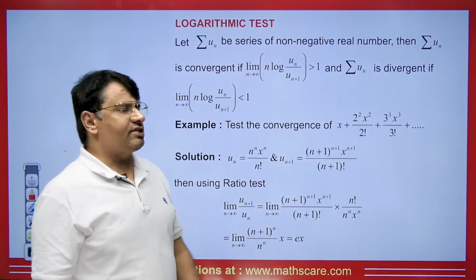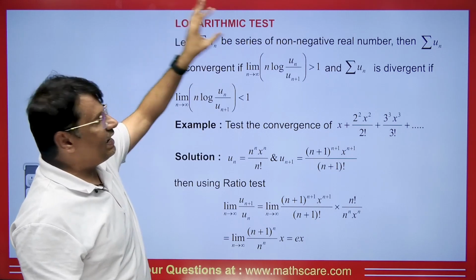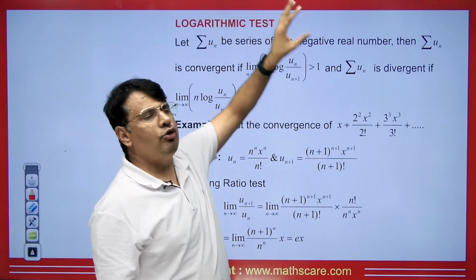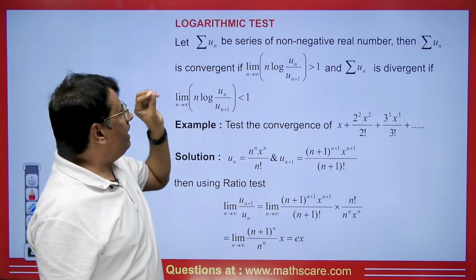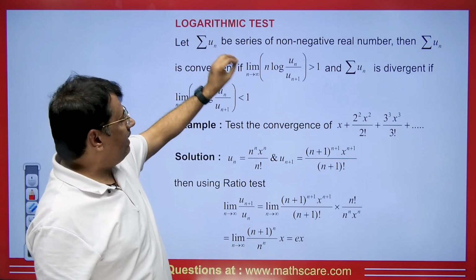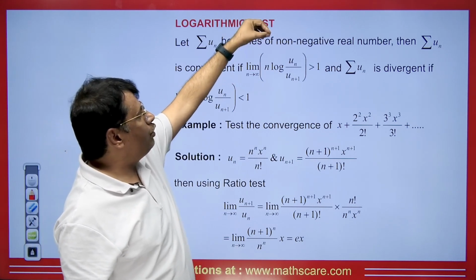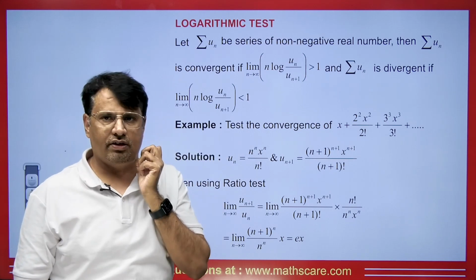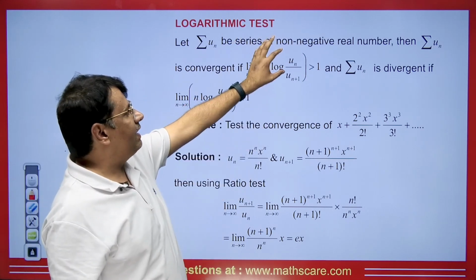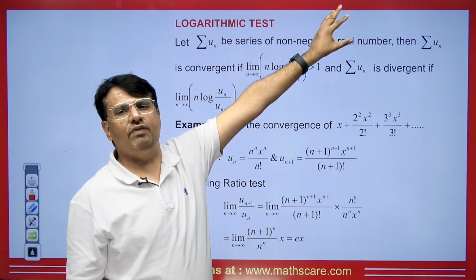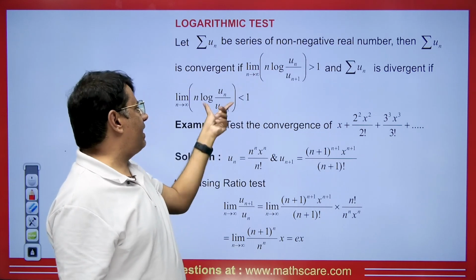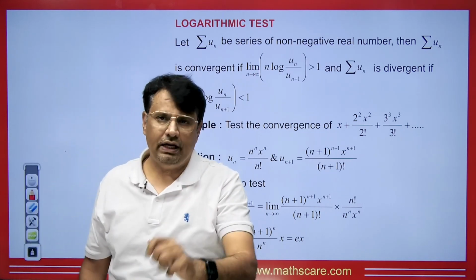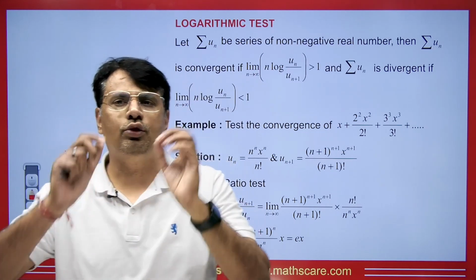Let's discuss about logarithmic test now. Let's suppose we are given here any infinite series where all the terms are non-negative. In this infinite series, if we are given limit n tends to infinity n log un upon un plus 1 is greater than 1, where un is the nth term of the series. If its value is greater than 1, in that case, this series will be convergent. And if its value is less than 1, then it will be divergent. And if it becomes equal to 1, then the test fails.